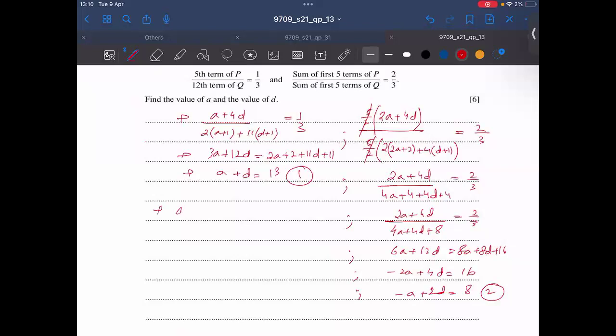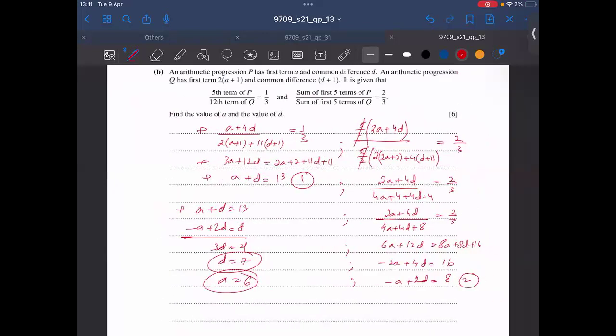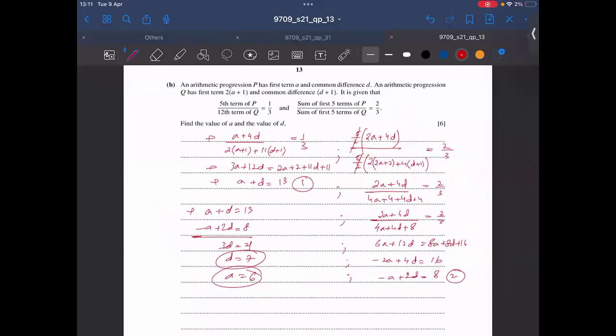Let's solve these two. A plus D is equal to 13. Minus A plus 2D is equal to 8. Let's add them up. So you're going to get 3D equals to 21. So D is going to be equal to 7. A is going to be equal to what? So A is going to be equal to 6. That's great. Is it clear or not? Clear.